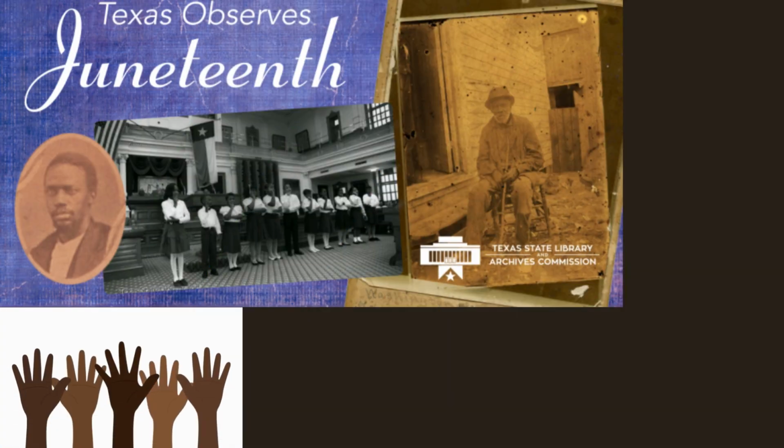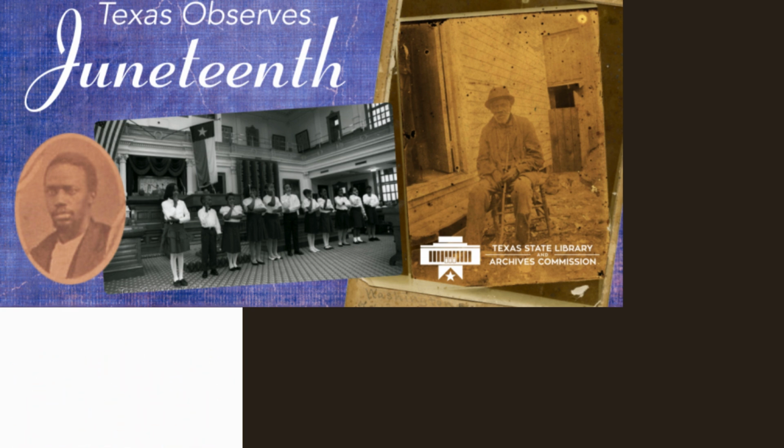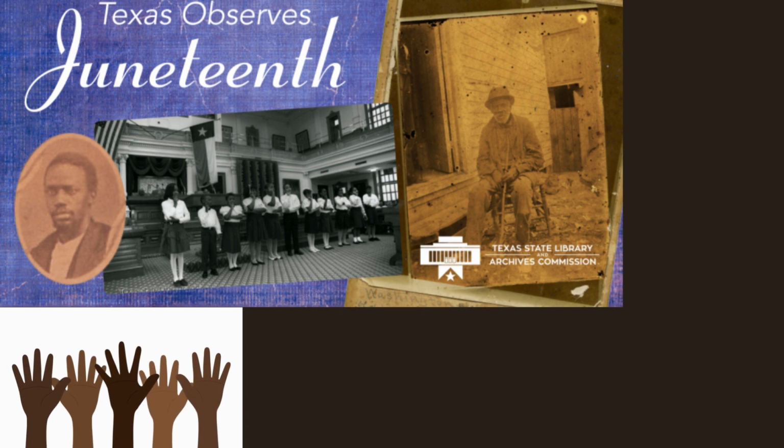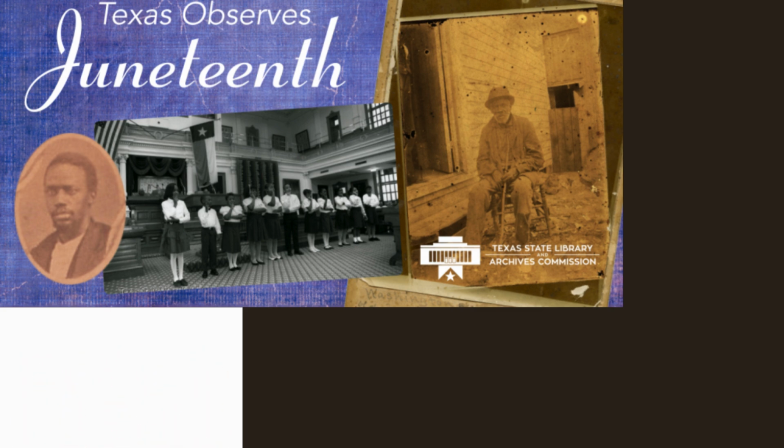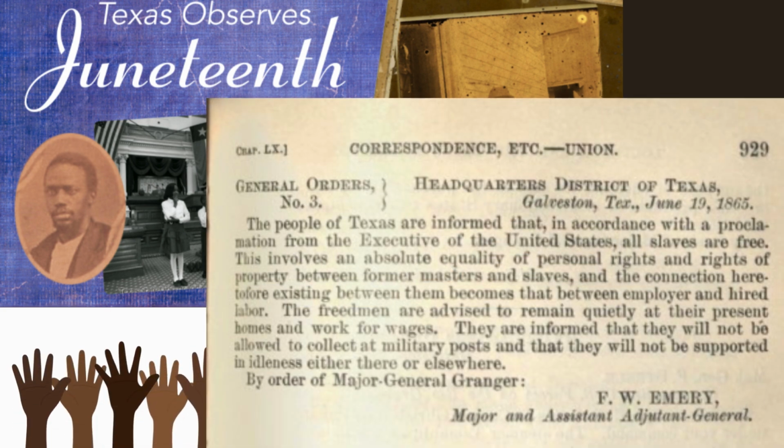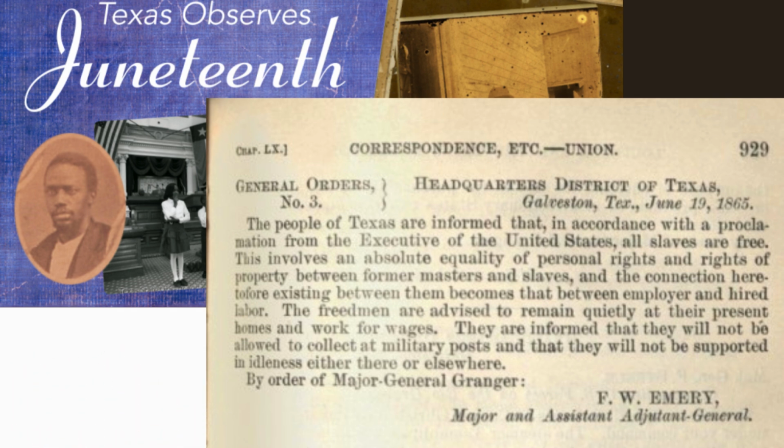African Americans in Texas refer to Emancipation Day as Juneteenth, which is commemorated on June 19. On that day in 1865, Union Major General Gordon Granger read General Order No. 3 to the citizens of Galveston. It stated, "The people of Texas are informed that, in accordance with a proclamation from the Executive of the United States, all slaves are free.